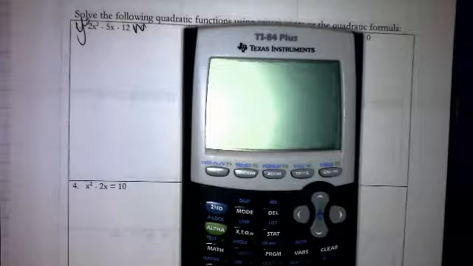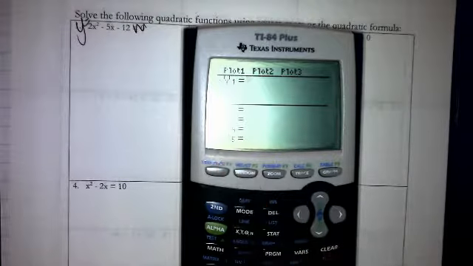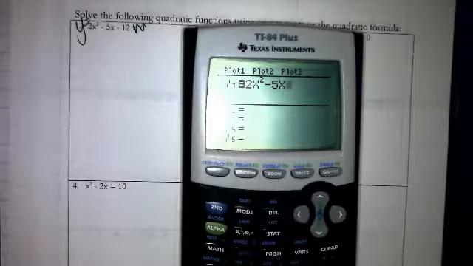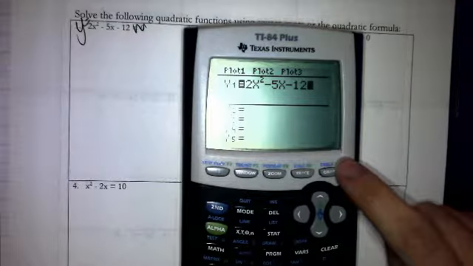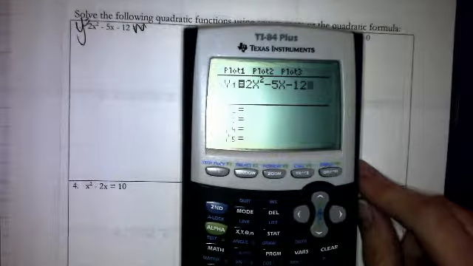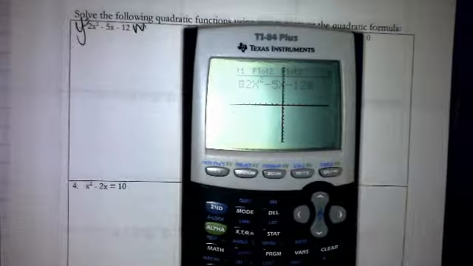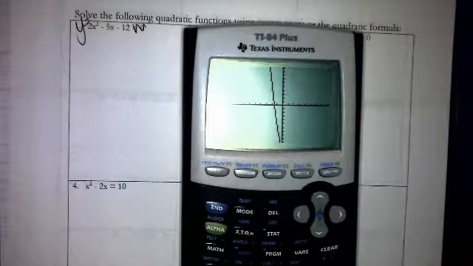Alright, now I'm going to take my calculator and go into y equals and type this equation in. Don't do anything else, just type in y equals 2x squared minus 5x minus 12. Now I'm going to hit graph. So everyone do that. Hit graph. Let it graph your quadratic.